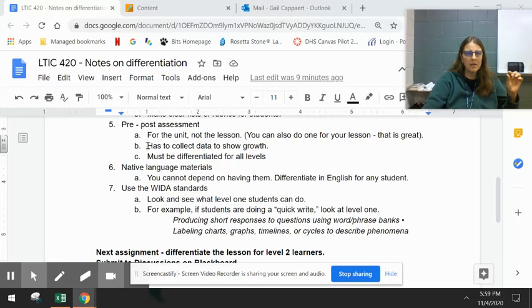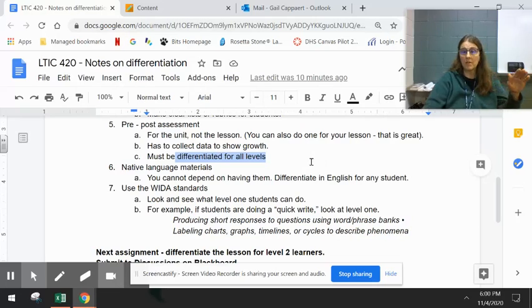The pre-assessment has to collect data to show growth. That's how you're going to show whether your students made growth or not. So you have to have something where you or they do something and you note down the data, or they produce some kind of artifact. It can be a picture, it can be a response using a sentence frame, it can be in a worksheet format, or it could be a matching. But you have to have some concrete data that you collect for your pre, and that you can do a post-assessment. And that has to be differentiated for the levels.